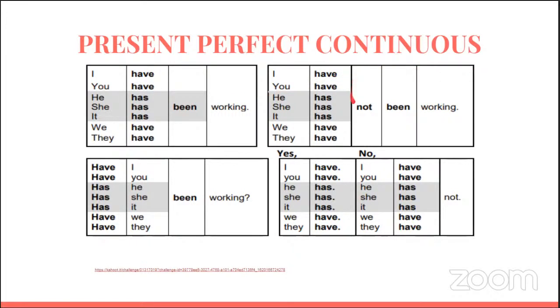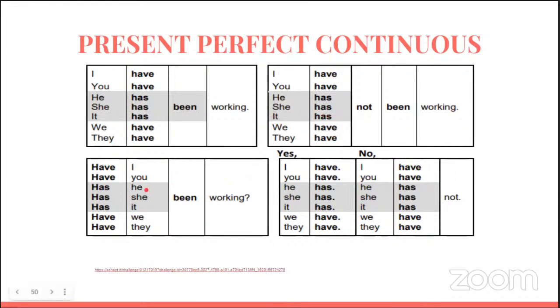For negative statements, the only thing we do is basically adding not to the auxiliary. So we will say, you have not been working, she hasn't or has not been working. You can contract the use of the has followed by not, even the has with the subject, but it depends on you.